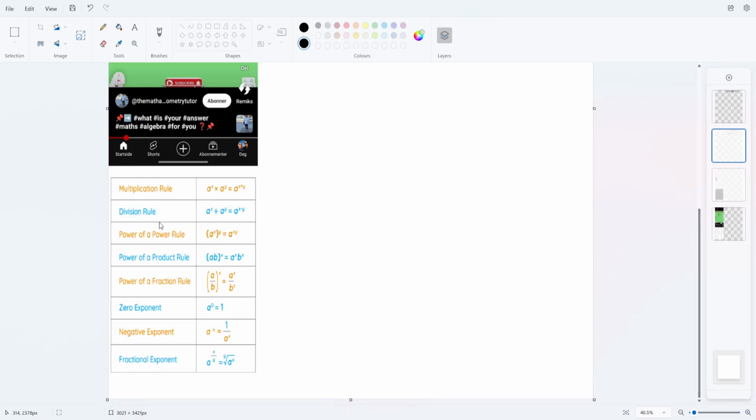I will show you. We have some multiplication rule. We have division rule, power over power rule, power over product rule, power over fraction rule, the zero exponent, the negative exponent, and a fraction exponent. So what we're gonna use here now basically is since we have a division, we're gonna use that. Obviously, that's what we saw at the very beginning. And we're also gonna use something called power over power rule. And the third and last thing we're gonna use is the negative exponent.